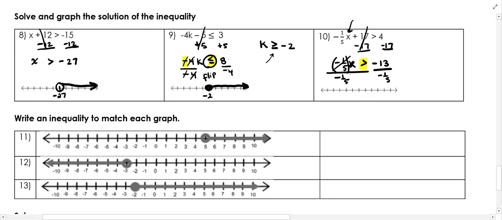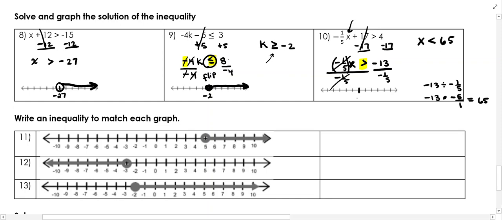All right, so negative 1/5 cancels negative 1/5. We're left with x. The inequality flips. Now, what is negative 13 divided by negative 1/5? I'm going to do the math right here on the side. Negative 13 divided by negative 1/5. That means negative 13 times negative 5/1, right? And negative 13 times negative 5 is 65.